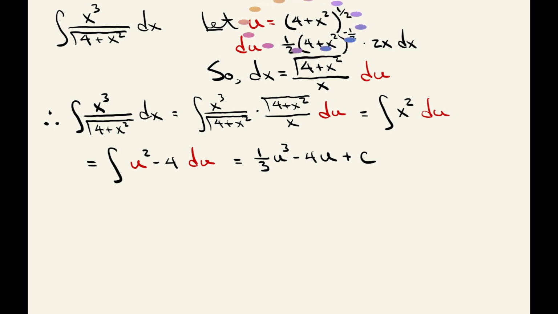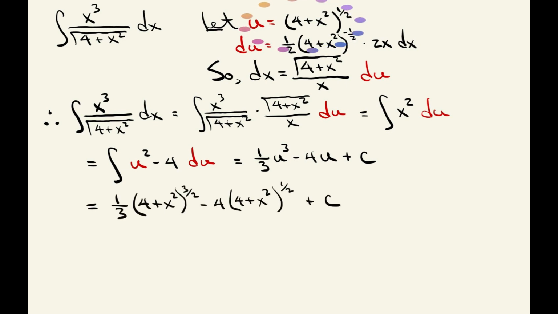Easy enough. We know that u is equal to (4 plus x squared) to the 1/2 power, so we'll just replace all of our u's with (4 plus x squared) to the 1/2 power, leaving us an answer of 1/3 times the quantity 4 plus x squared to the 3/2 power minus 4 times (4 plus x squared) to the 1/2 power plus c.